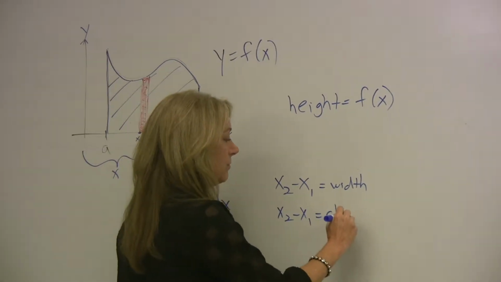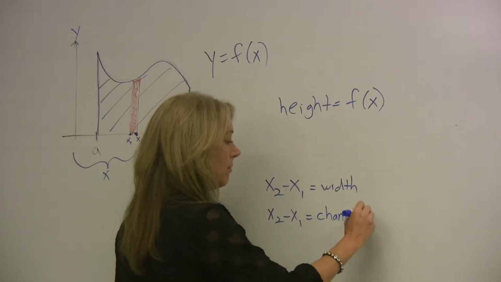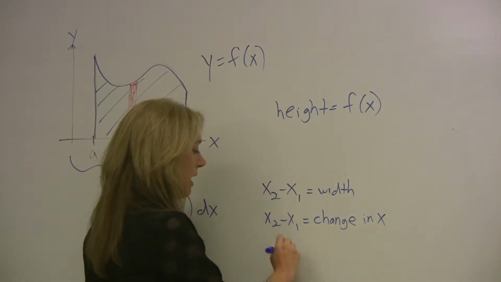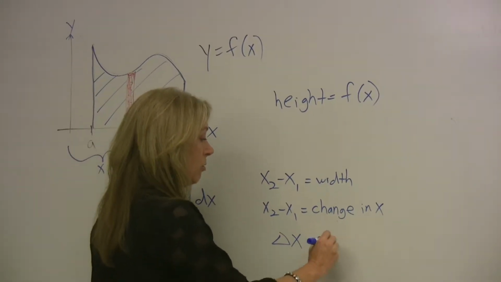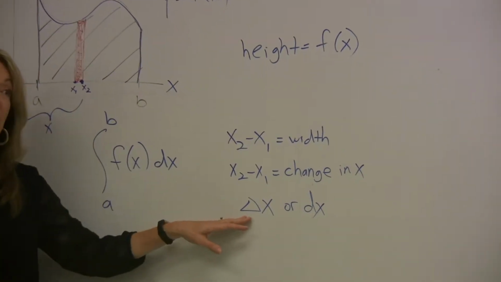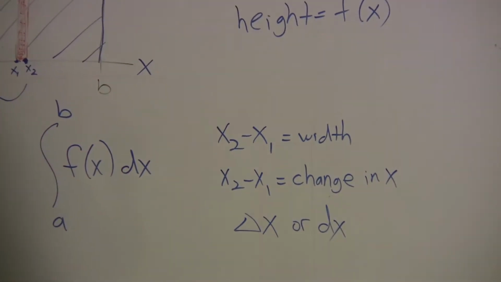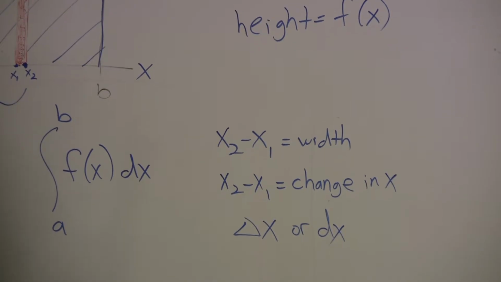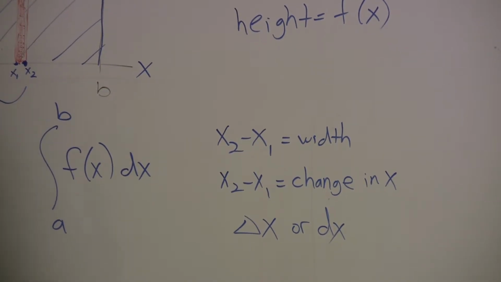Change in x, which you could write this way or this way, right? Delta x is an actual change. dx is an infinitesimally small change in x. You guys have seen this notation before?